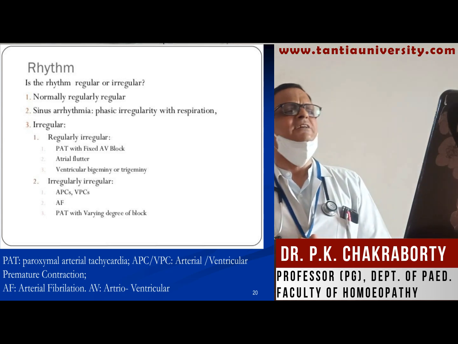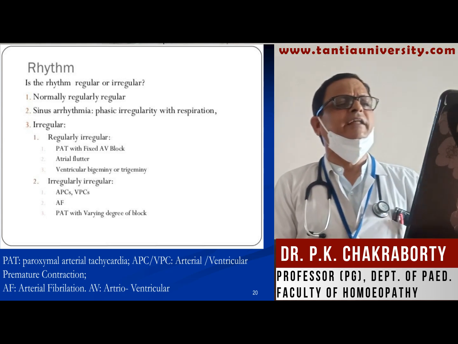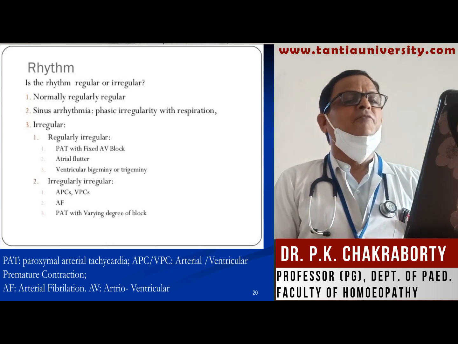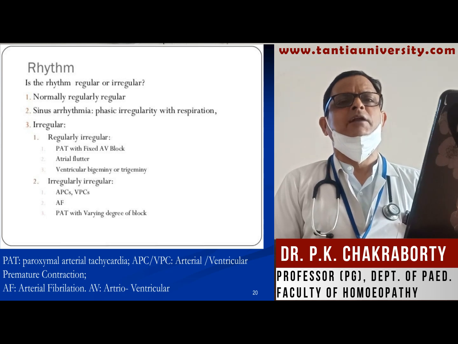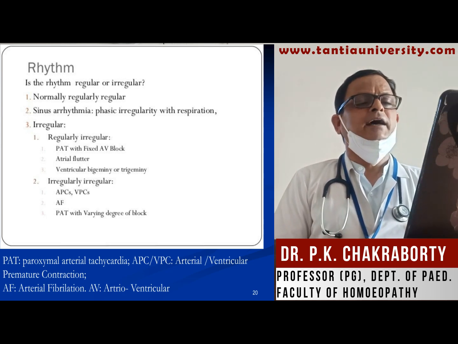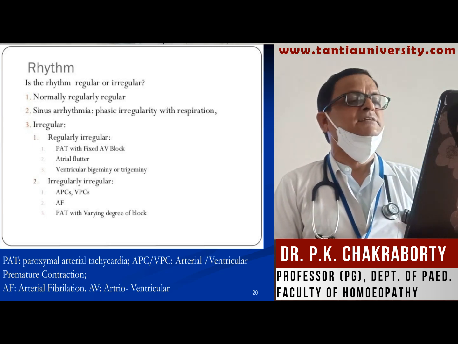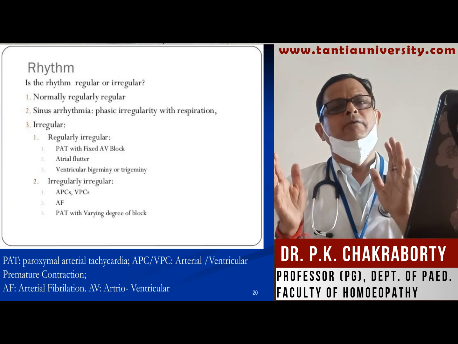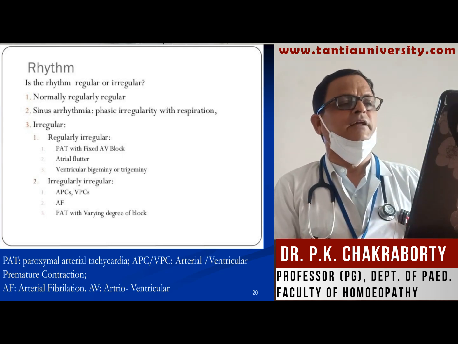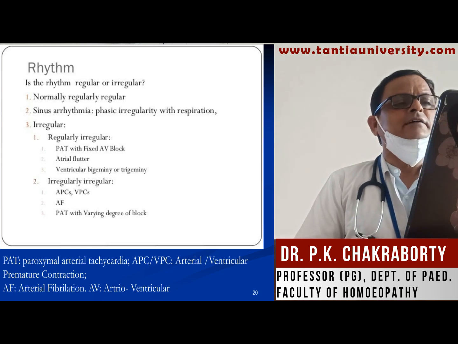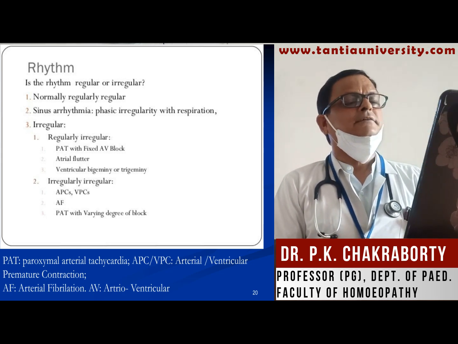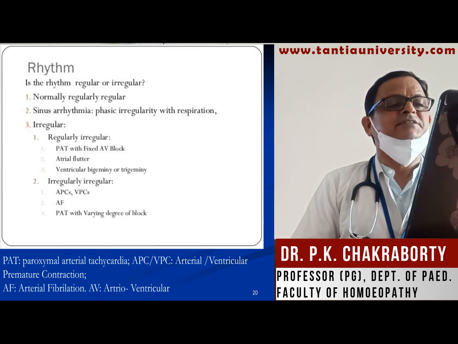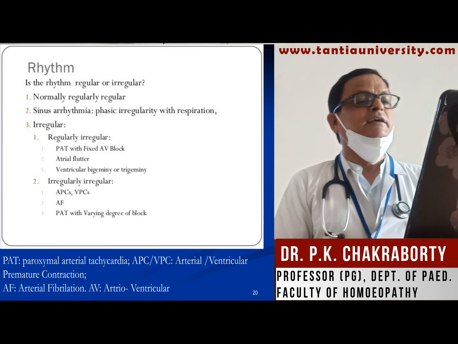So what are the clinical conditions where you can get it? Regularly irregular is very commonly found in fixed atrioventricular (AV) block, AV nodal block, or paroxysmal atrial tachycardia. Paroxysmal atrial tachycardia is a condition where both things may happen, regularly irregular or irregularly irregular. In atrial flutter, regularly irregular things happen, and in atrial fibrillation you will get irregularly irregular.